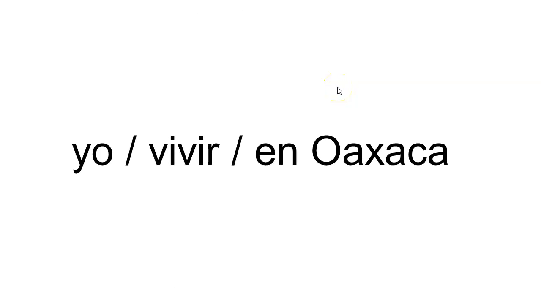And the final thing to remember here is that when you conjugate a verb in the present tense, it can have three different meanings. So yo vivo can mean I live, I do live, or I am living, just depending on the context of your sentence. Let's get started with the practice.